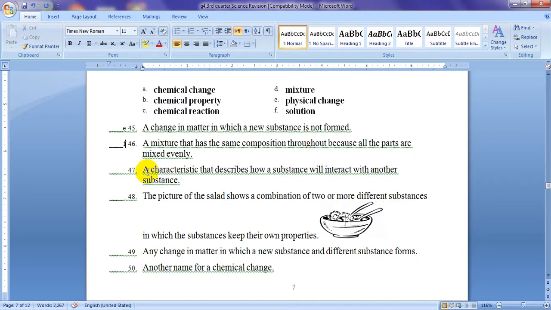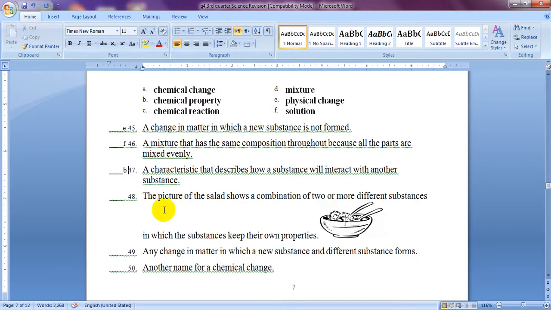The next one, a characteristic that describes how a substance will interact with another substance. Two substances will interact. They will join together. Which characteristic is it? To form one new substance, of course. So this one is a chemical property.